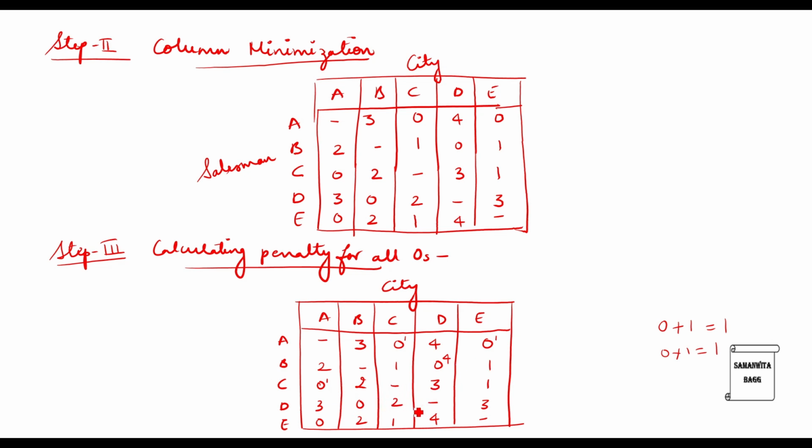Then we have the 0 left. Corresponding row has value 2. Column has value 2. So this becomes 4. And the last 0 has minimum value 0 in its corresponding column and its corresponding row value is 1. So this is also 1. So if you check, this is 1, 1, 4, 1, 4 and 1. These are the penalty for each 0.